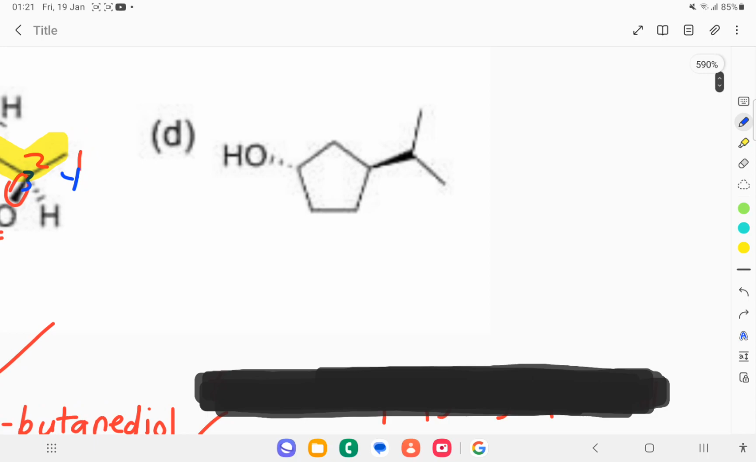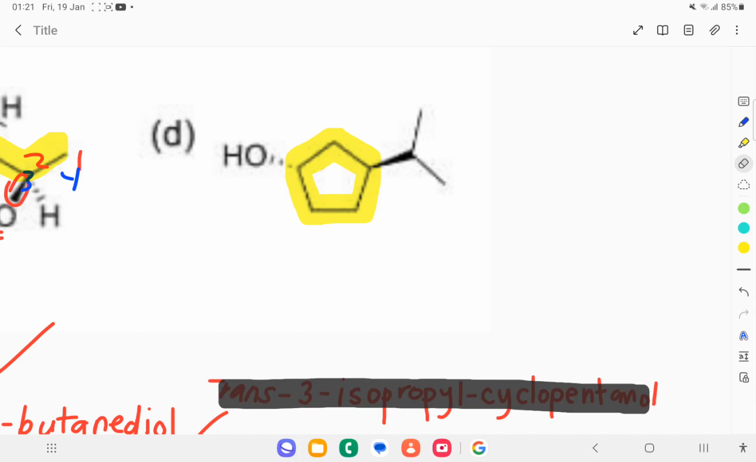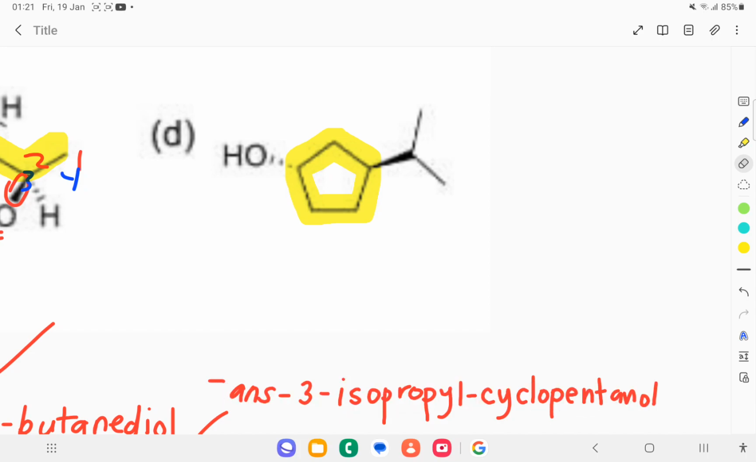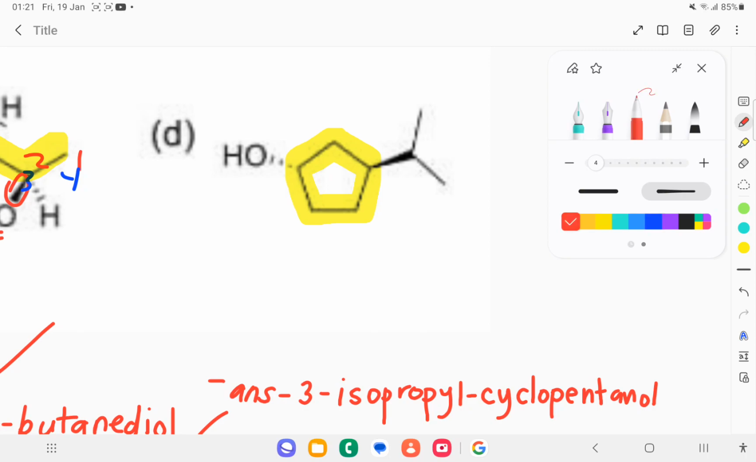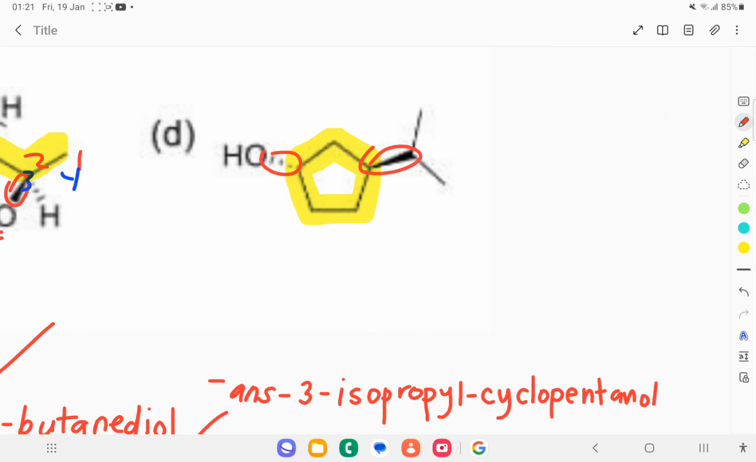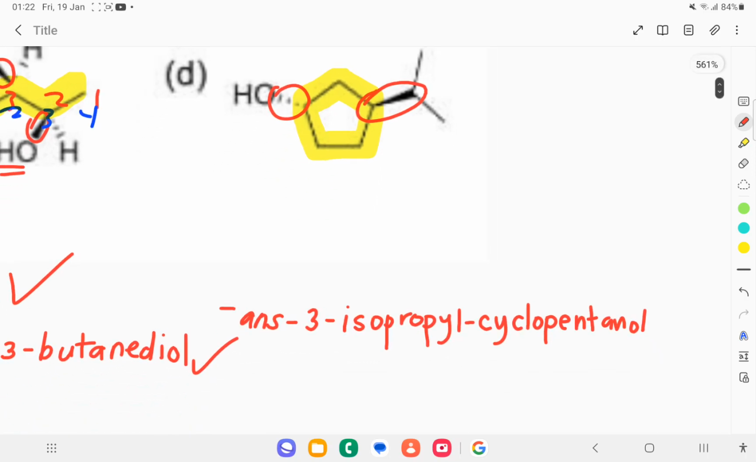For question number D, it is a 5-carbon ring cycloalcohol. So it will become cyclopentanol at the suffix. While for the stereochemistry, this is a down carbon with a dashed wedge, and this is an up carbon with a solid wedge. So it will become trans dash 3.